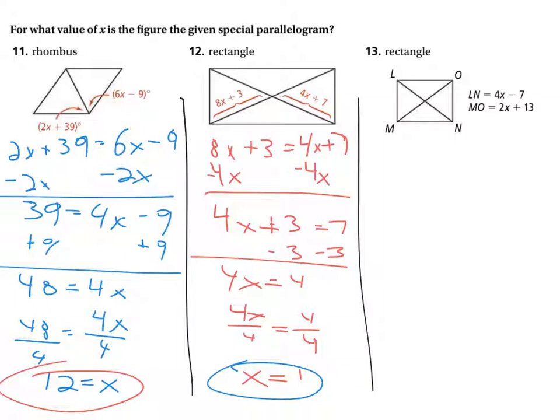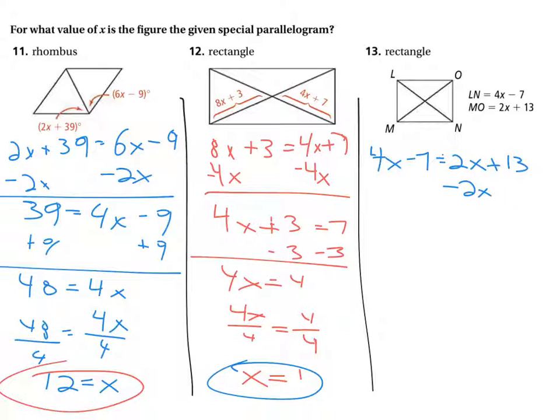Okay, I'm just going to draw the lines to show which lines we're talking about. They're talking about LN and MO. And since they say that it's a rectangle, we know that the rectangle's diagonals need to be congruent. So we can take those two measures for those diagonals and set them equal to each other. So we can say 4x minus 7 equals 2x plus 13. And then simply solve for it.